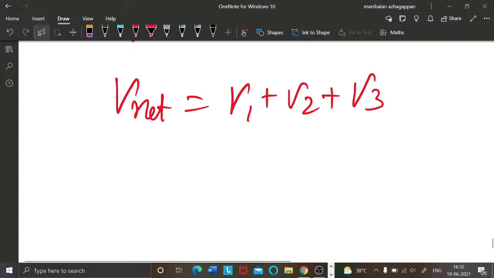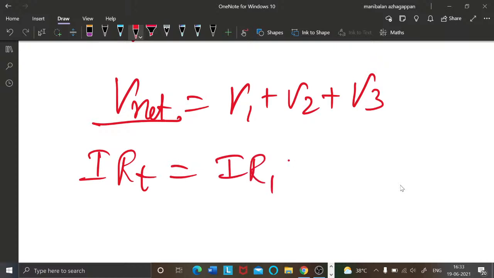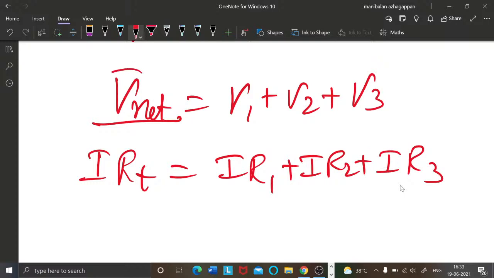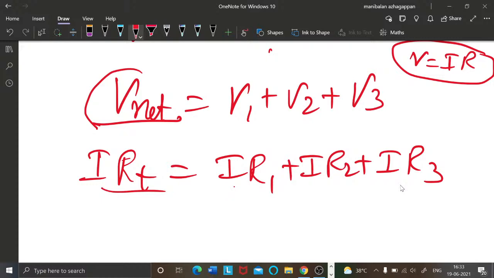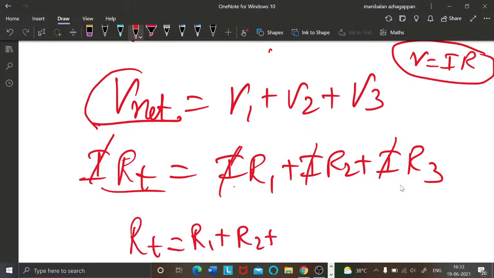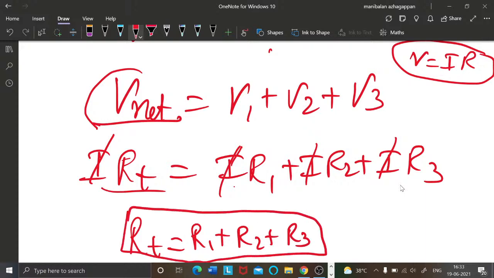According to Ohm's law, V is equal to IR. So total IR is equal to IR1 plus IR2 plus IR3. Why is it like this? Because the total voltage V is equal to IR. I am not taking I separately as I1, I2, I3, because in series current is constant. Resistance is different, voltage is different, but all the I get cancelled. So R total is equal to R1 plus R2 plus R3. So total resistance will be like this.